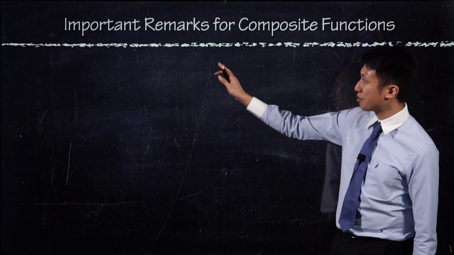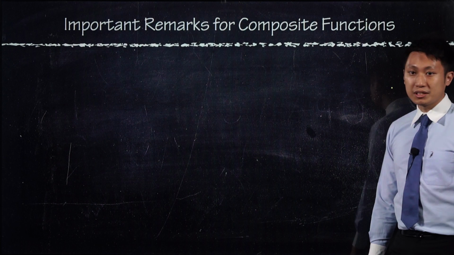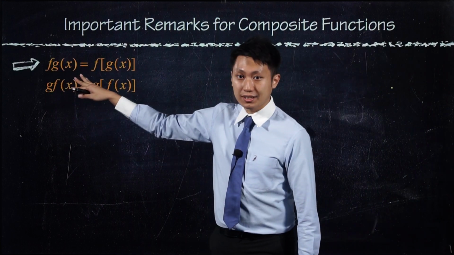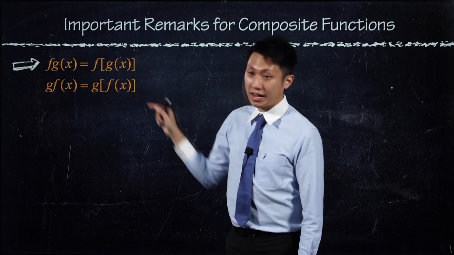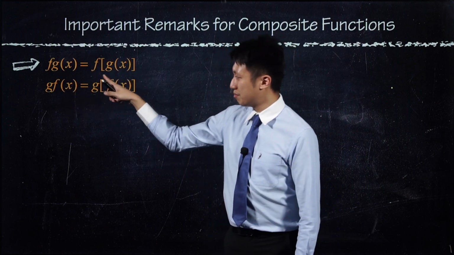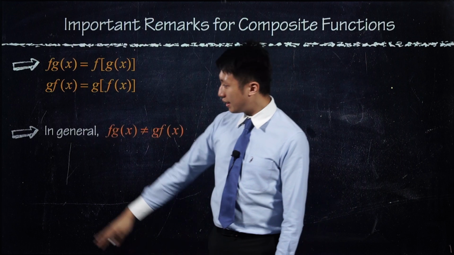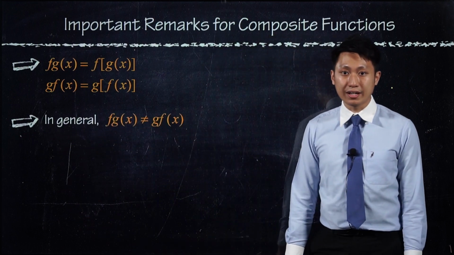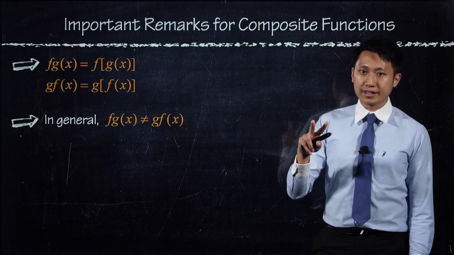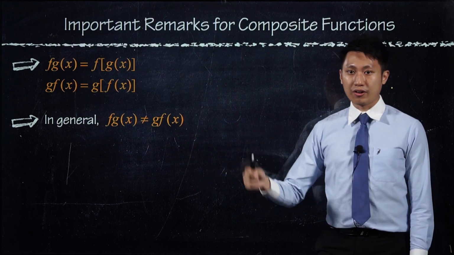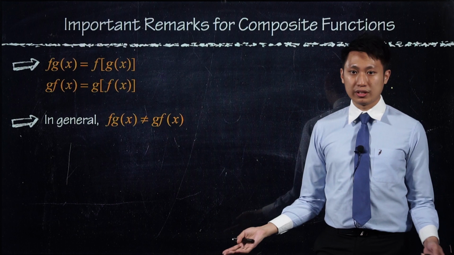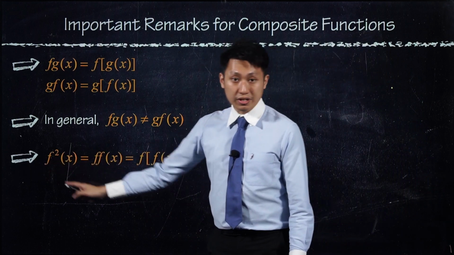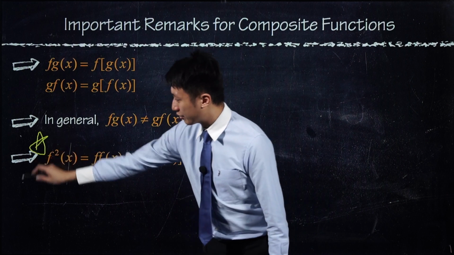Then there are some remarks here for composite functions for SPM. Like this one, fg(x) is given by f bracket g(x), and gf(x) is g bracket f(x). Then in general, fg is not equal to gf, right? So if you change the order, whether you do g first or you do f first, it's going to be totally different, most of the time. This you need to take note.